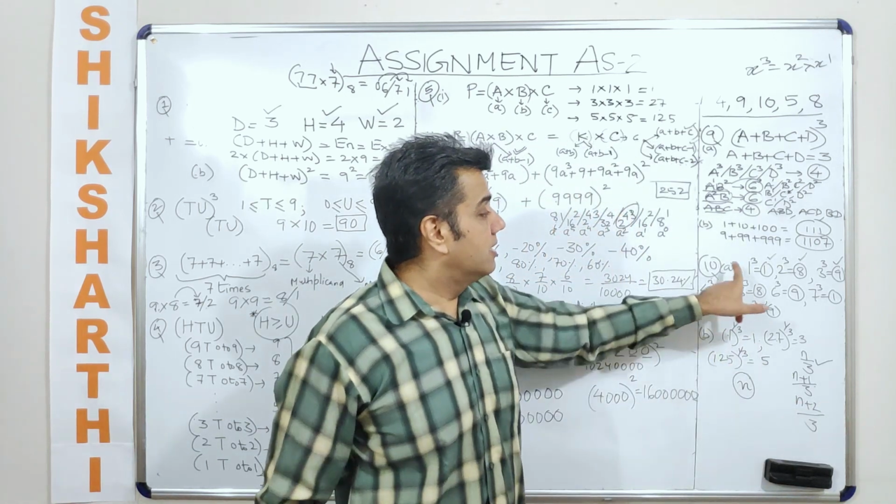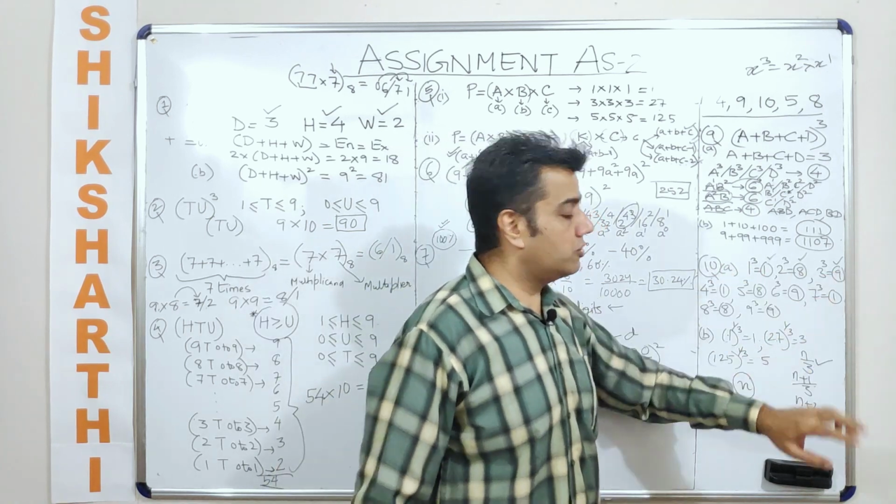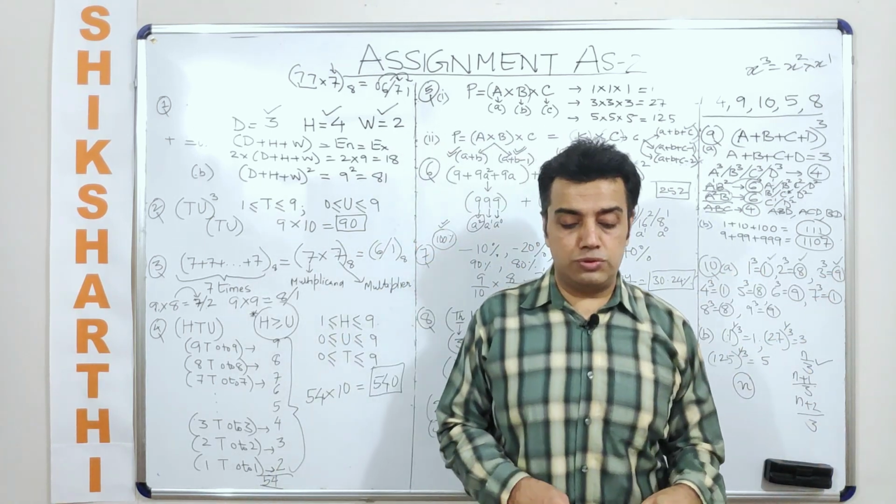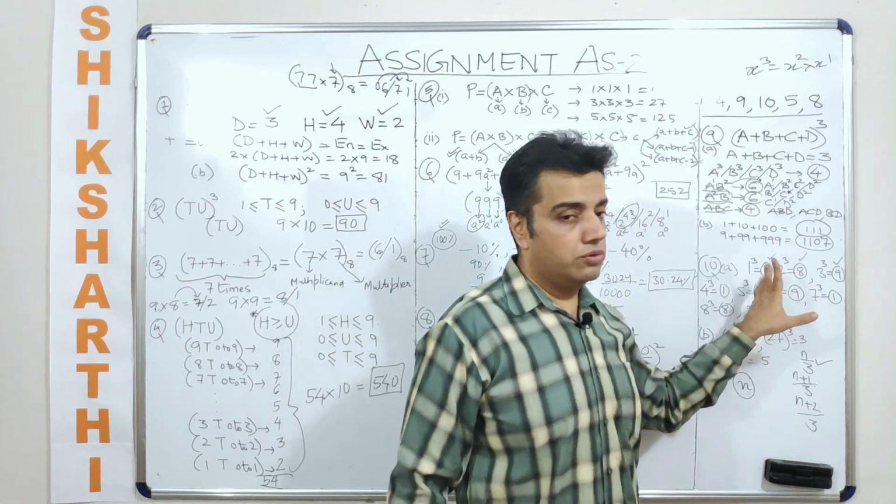Talking about the first case, 10th A, there are only 3 possibilities of digital roots, and those 3 digital roots are 1, 8 and 9. You can check it out.